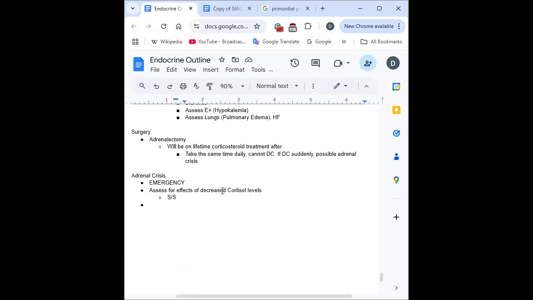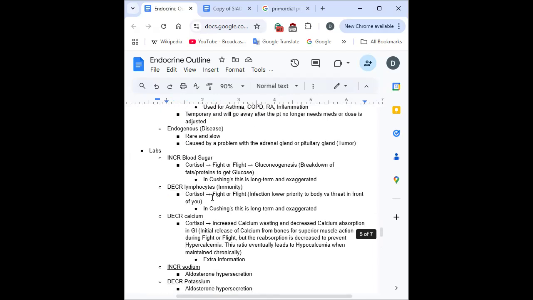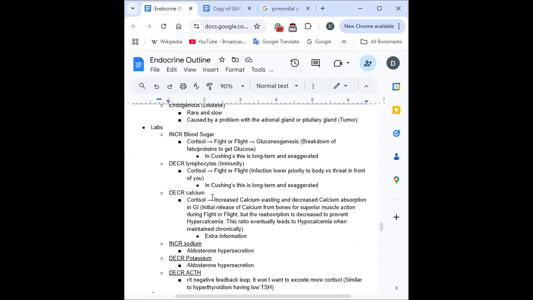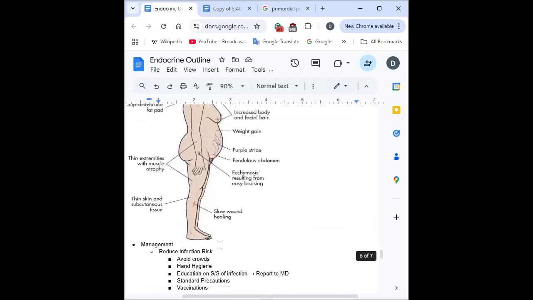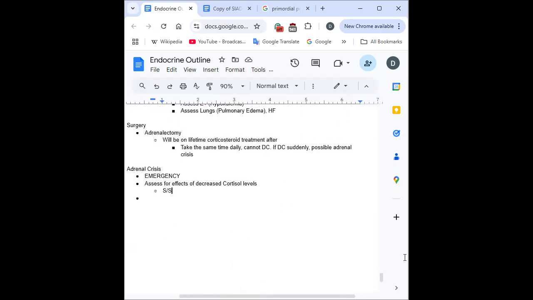So adrenal crisis refers to the opposite of Cushing syndrome. Essentially, this is for decreased cortisol levels. So then you have to take some of these labs and turn them around. So instead of increased blood sugar and hypertension, it'll be more like hypotension, as well as a few other potential things. Yes, adrenal insufficiency is the same thing, same idea, same concept.